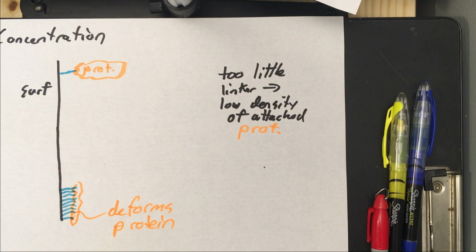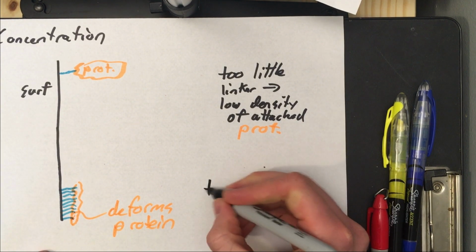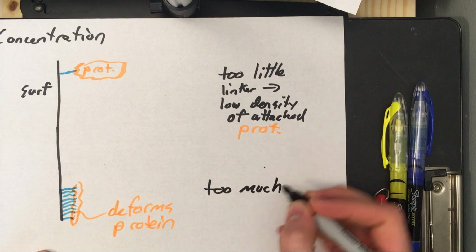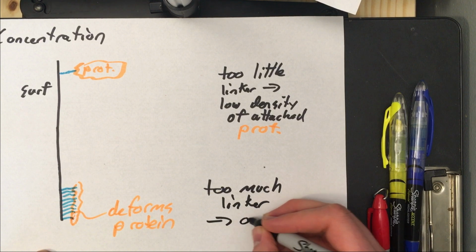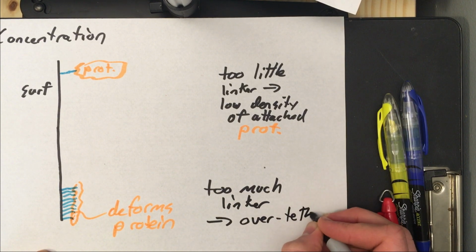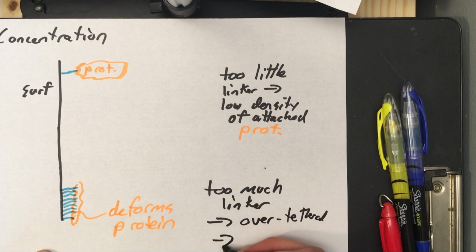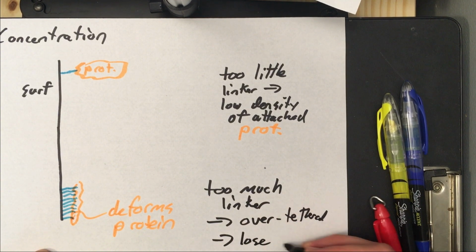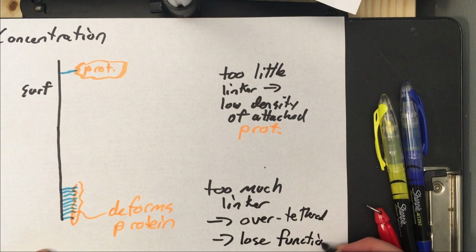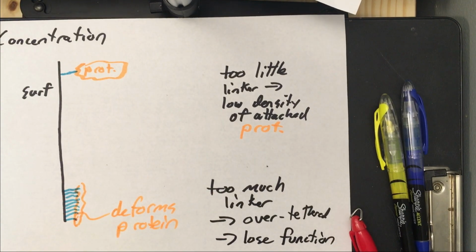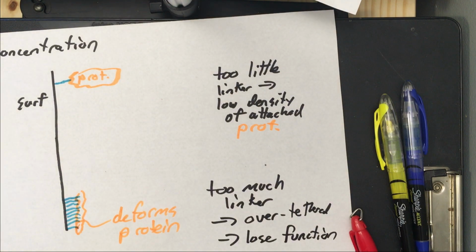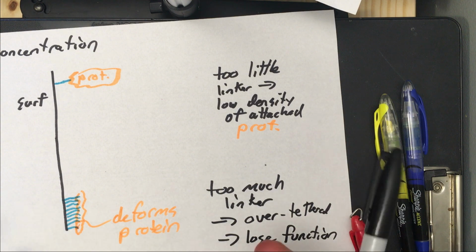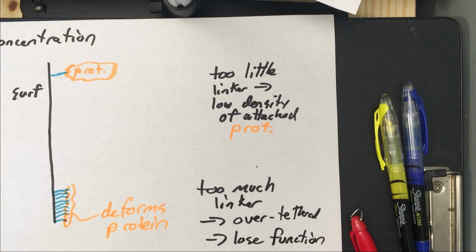It deforms the protein. So too much linker means it's over-tethered, and it could lose functionality. Basically, the protein's no longer going to be able to carry out its binding or its enzymatic behavior if it's just attached at a million points. Or maybe even just 2 points might be enough to cause it to lose function.